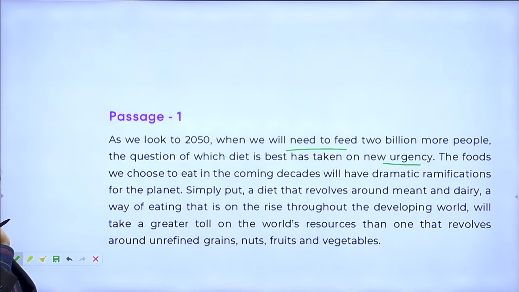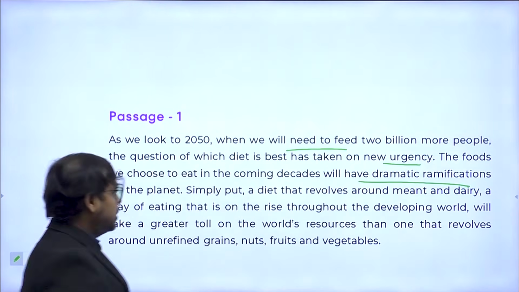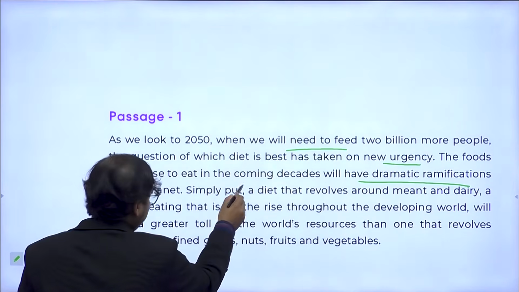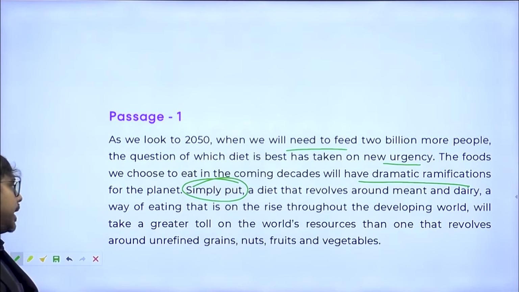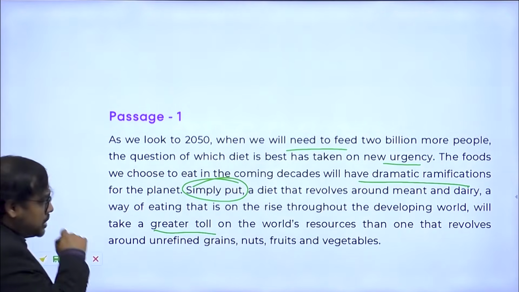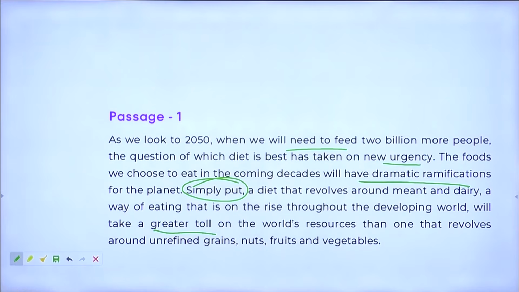Which is the emotive word? Dramatic. Dramatic ramifications. Simply put. Excellent. Simply put, meaning a very direct statement, right? Simply put, a diet that revolves around meat and dairy, a way of eating that is on the rise throughout the developing world, will take a greater toll on the world's resources than one that revolves around unrefined grains, nuts, fruits and vegetables.